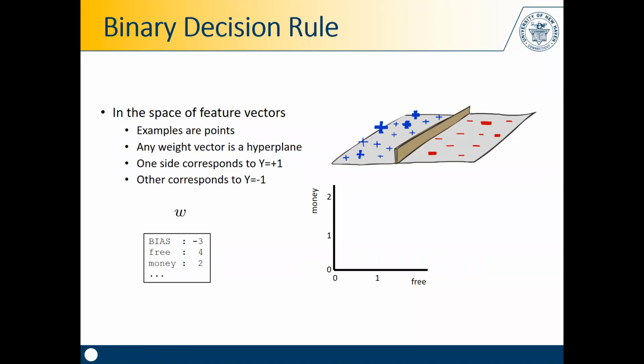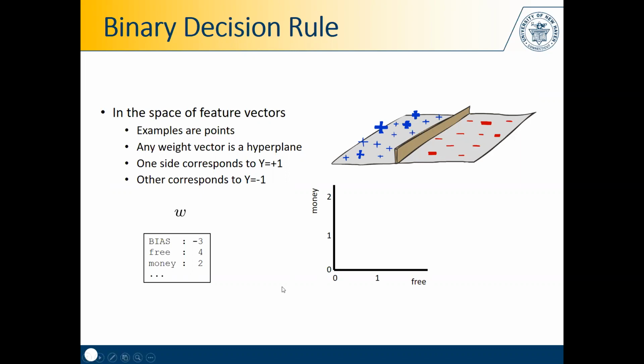In binary classification, one side of the hyperplane, or the weight vector, corresponds to the positive class, and the other side corresponds to the negative class. So let's say we are representing every email with two features: the number of times the word free has been used in the text of the email, and the number of times the word money has been used in the email.